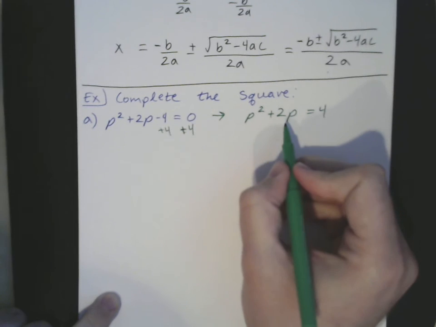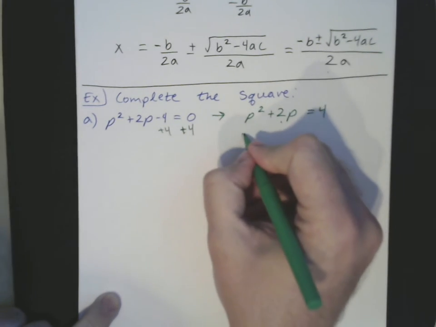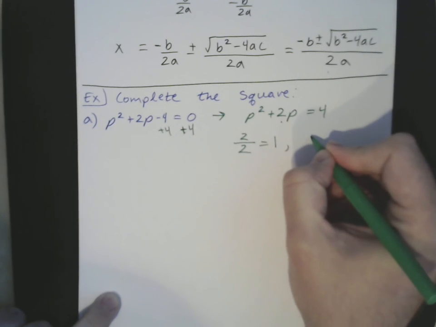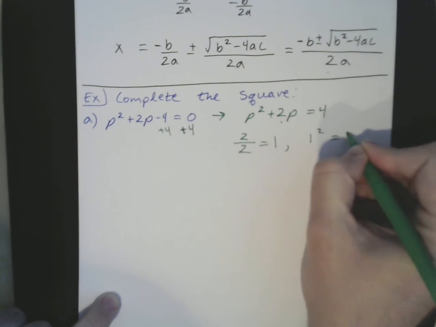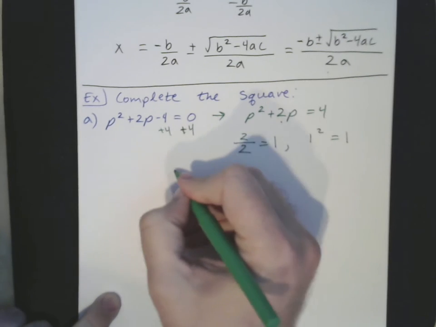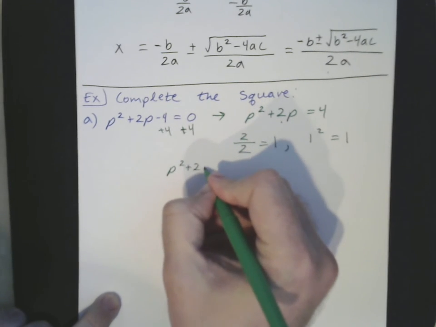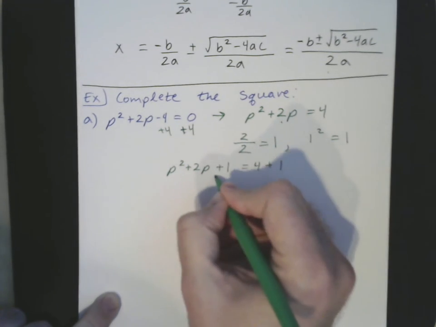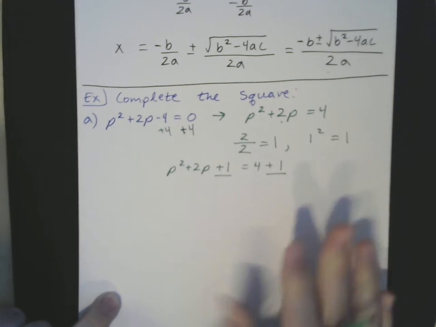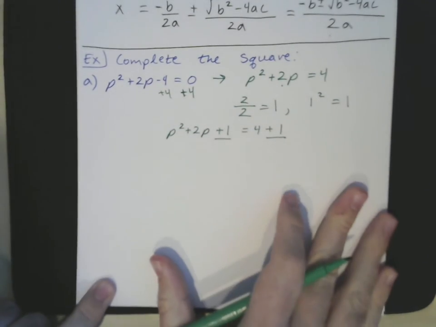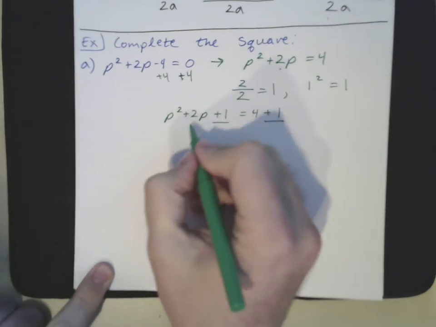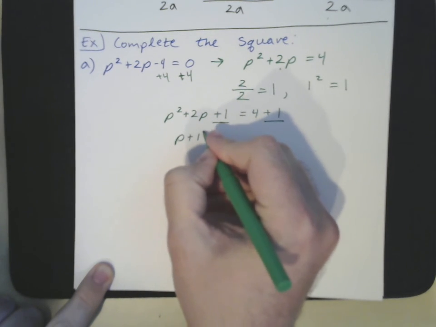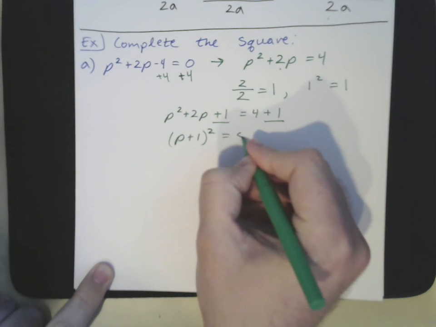And then we take this number here. We do 2 divided by 2. That equals 1. We take that 1 and square it. That equals 1. And then we take p squared plus 2p plus 1 equals 4 plus 1. So you can see we're adding that 1 that we just found to both sides. And now this is a perfect square trinomial. p plus 1 squared equals 5.